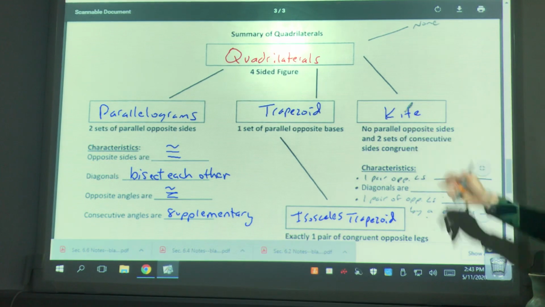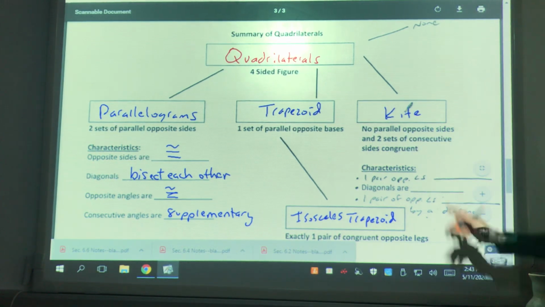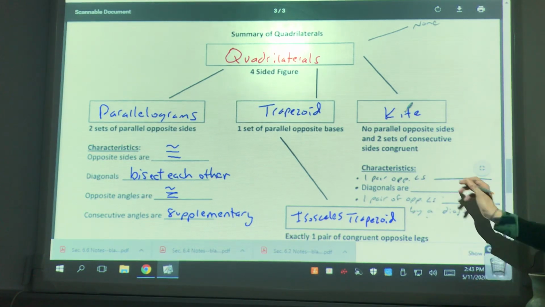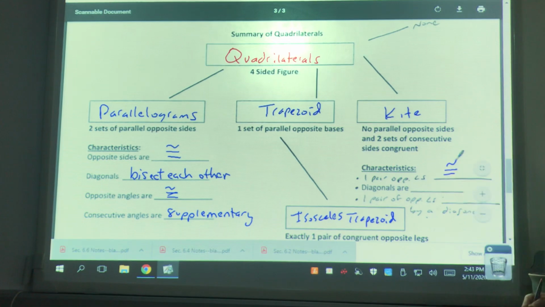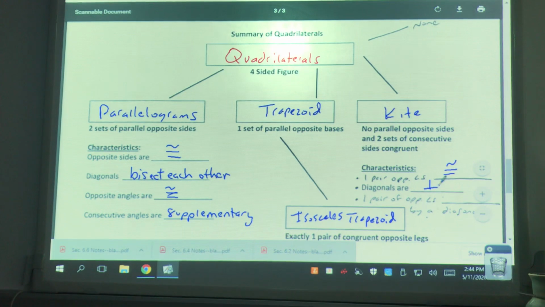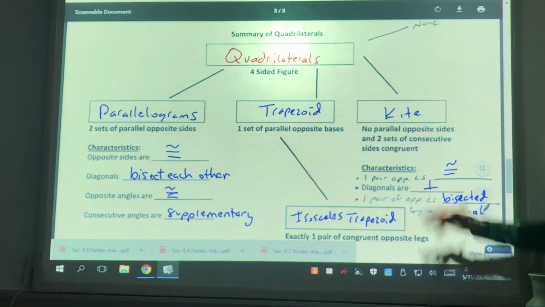So a kite has no pair of opposite sides parallel, and two sets of consecutive sides are congruent. Characteristics of a kite: it has one pair of opposite angles congruent. The diagonals are perpendicular. I'm just going to do the upside down T. And one pair of opposite angles is bisected by a diagonal. And that didn't quite copy very well. All right, and then we have none.